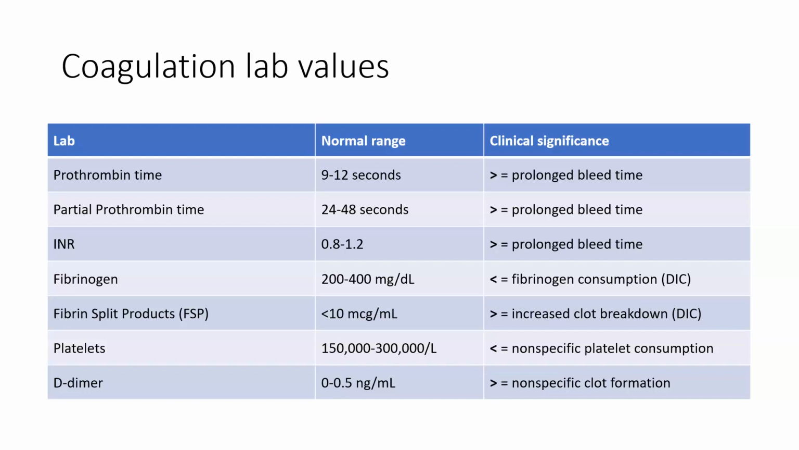It's going to control for a couple of things within the patient, and it's also going to indicate if the patient has a prolonged bleed time. Fibrinogen is another common lab value that we'll look at whenever we are evaluating coagulation.